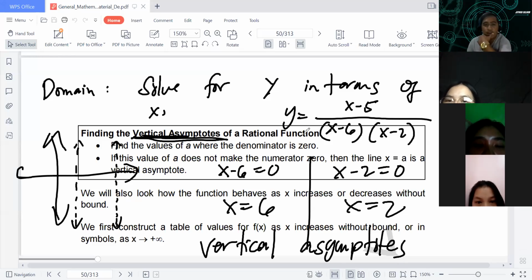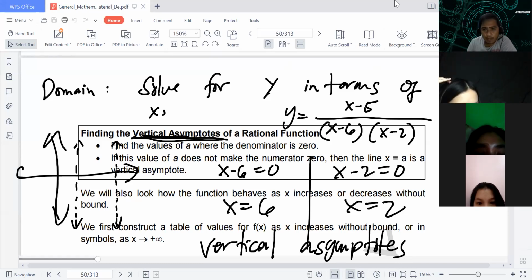Okay? For your horizontal asymptote, what you will be doing is you just follow this one.